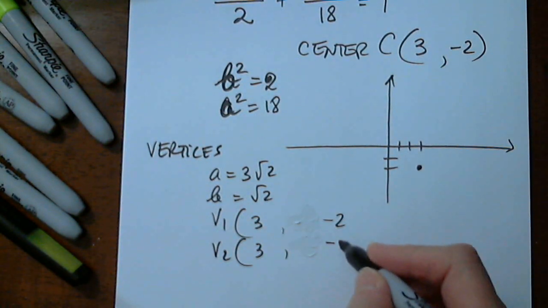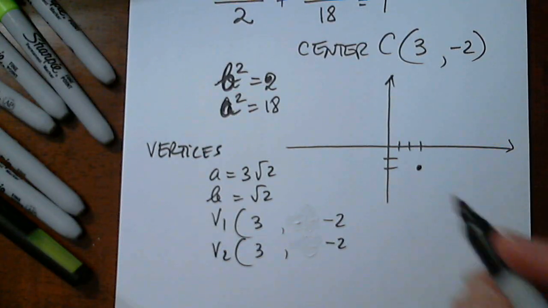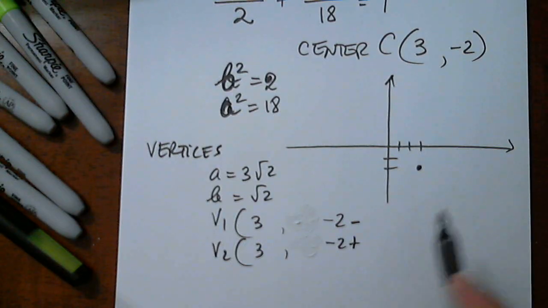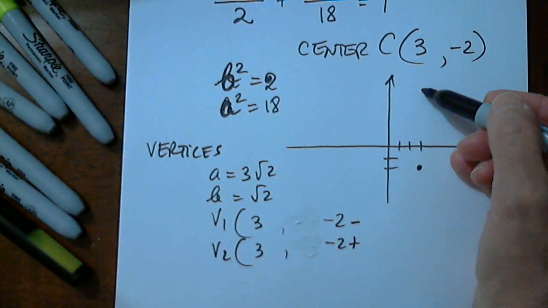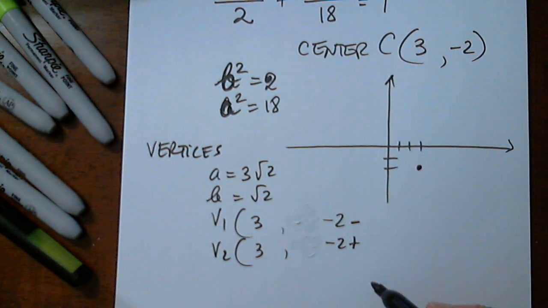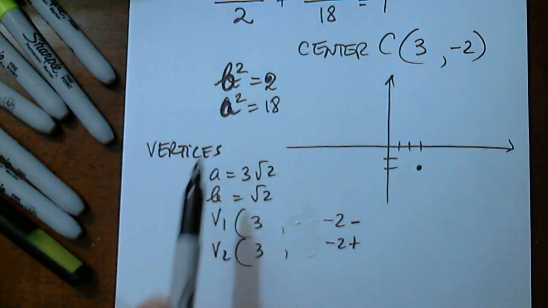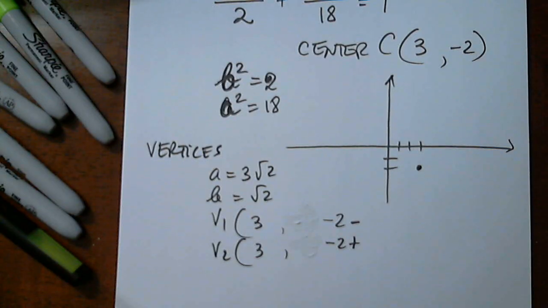So I have -2, that was correct to start with, but plus and minus. The first one is considered here, the second one is at the top. And what do I subtract? 18. That is a squared. I have to add and subtract the square root of 18, which is 3 square root of 2.